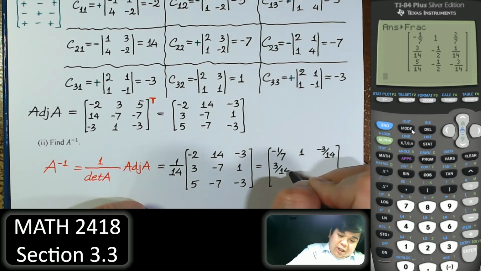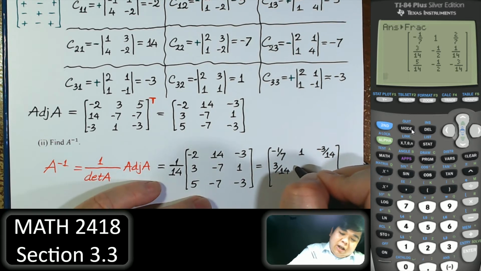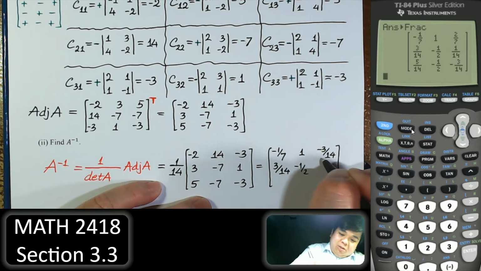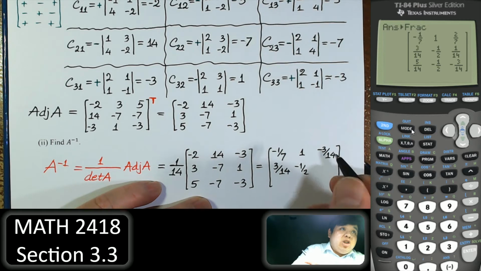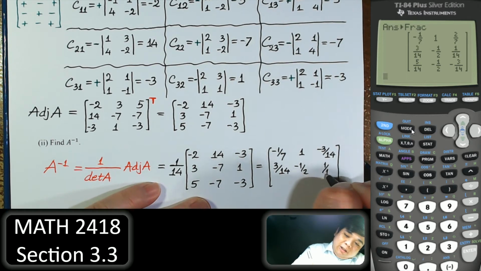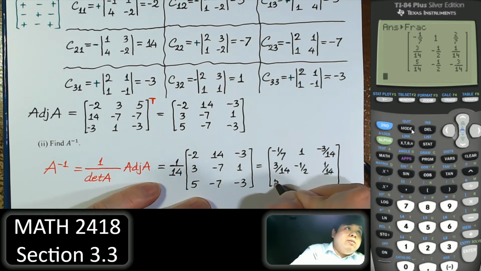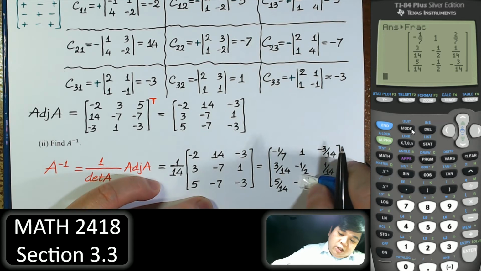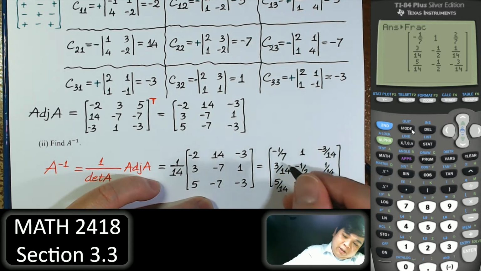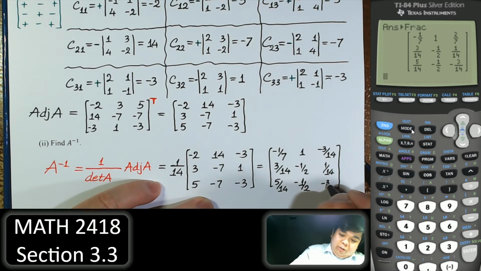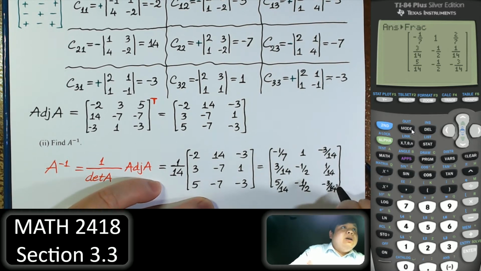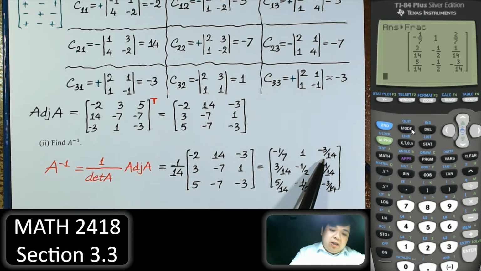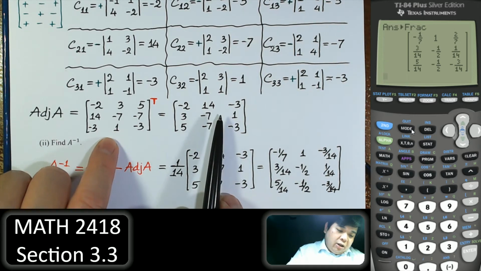3 over 14, negative 1/2. Why is that one not right? We'll go back and check that in a minute. Negative 7 over 14 is negative 1/2. And negative 3 over 14. Yeah, why is that not right? Well, let's see, where does that come from?